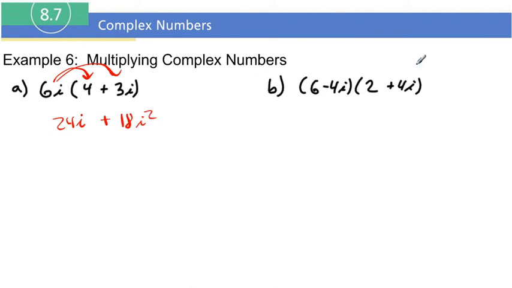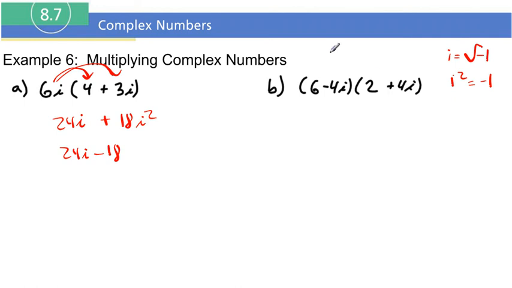And remember how we learned that if i equals the square root of -1, then i squared must equal -1, because if I square the square root, it gets rid of the radical, and I have just -1. So this is going to become a -1 right here. 18 times -1. So really our answer is 24i minus 18. Okay, i squared is -1. So this is like 18 times -1, which is then negative right here.